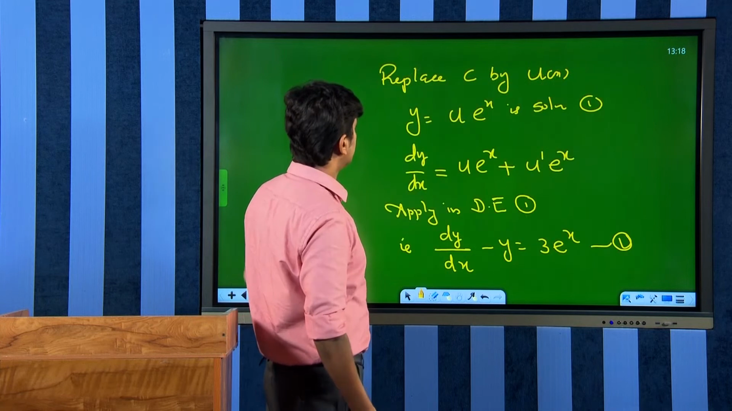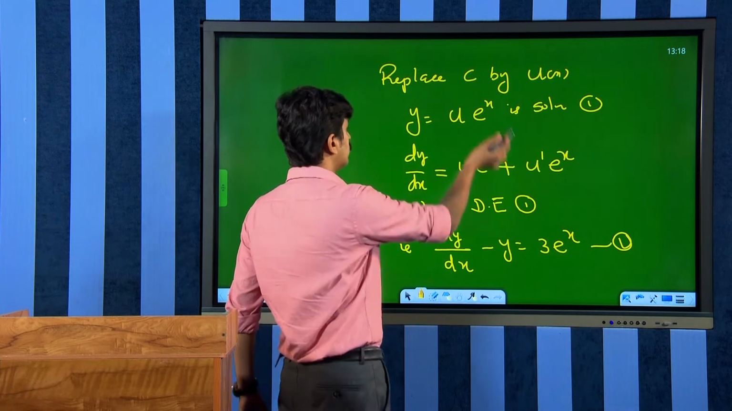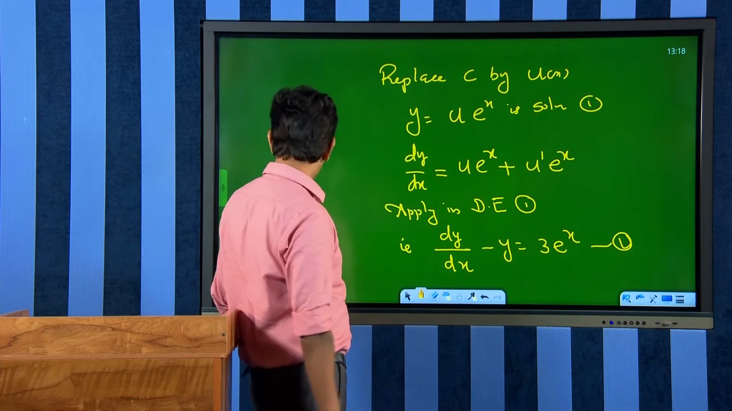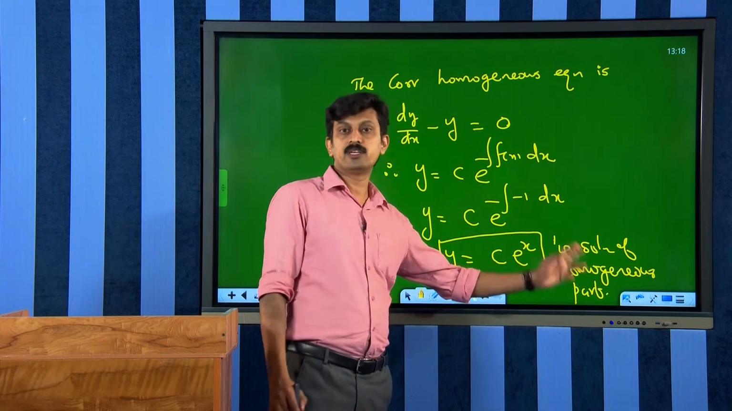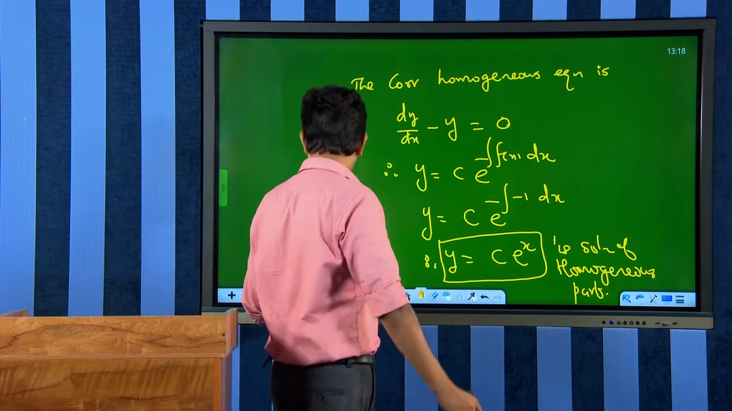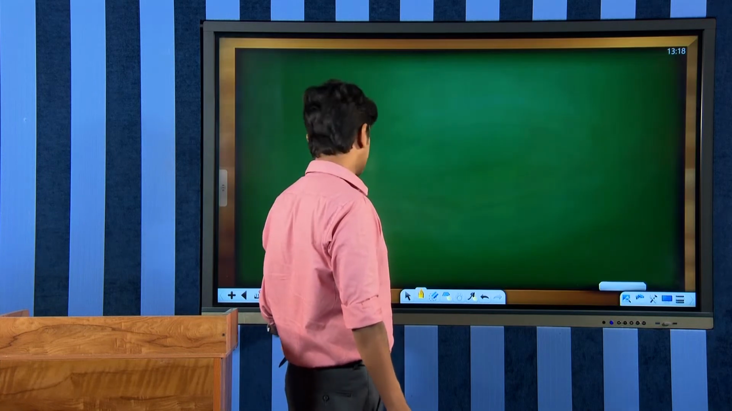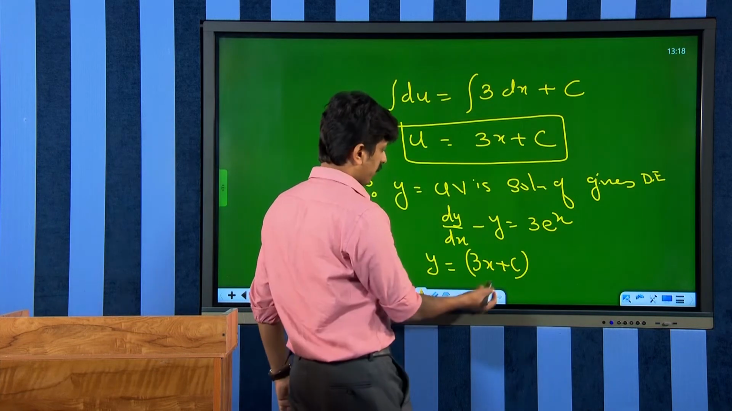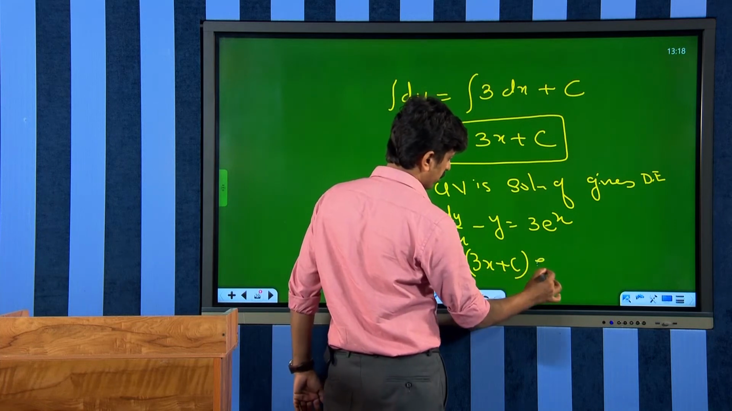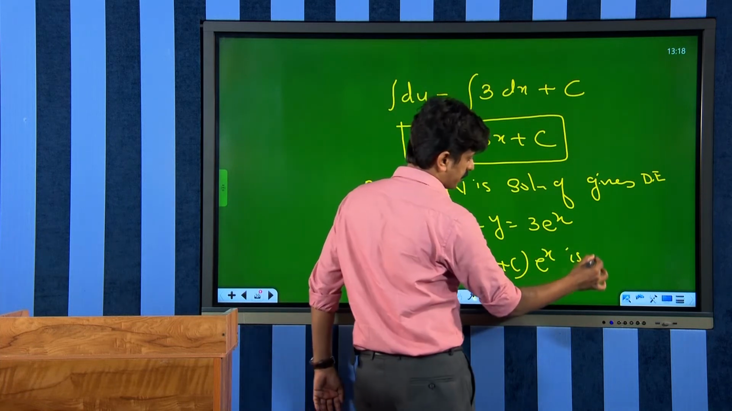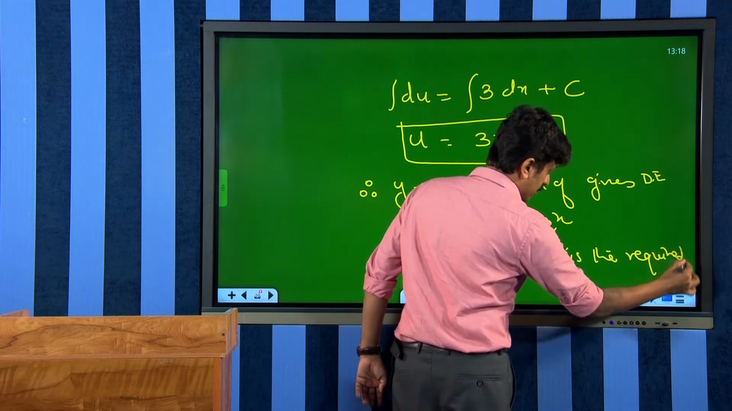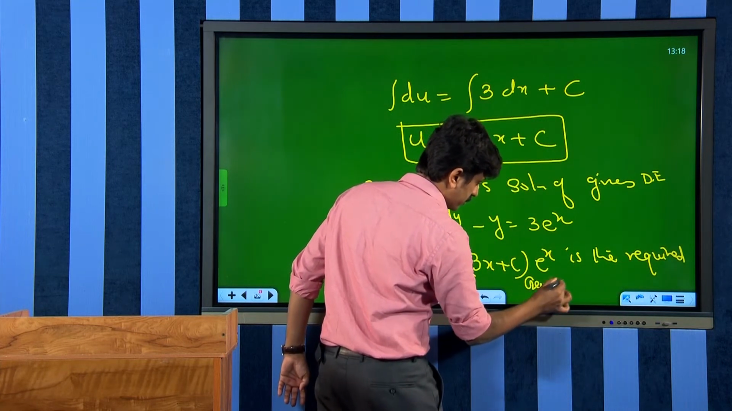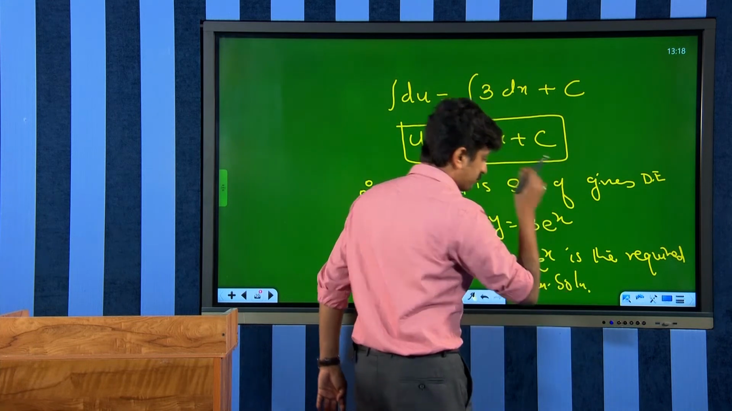It is that instead of c we have u, and the solution was c e raised to x. Therefore, v is actually e raised to x. So, we can say that y is equal to 3x plus c into e raised to x is the required general solution.